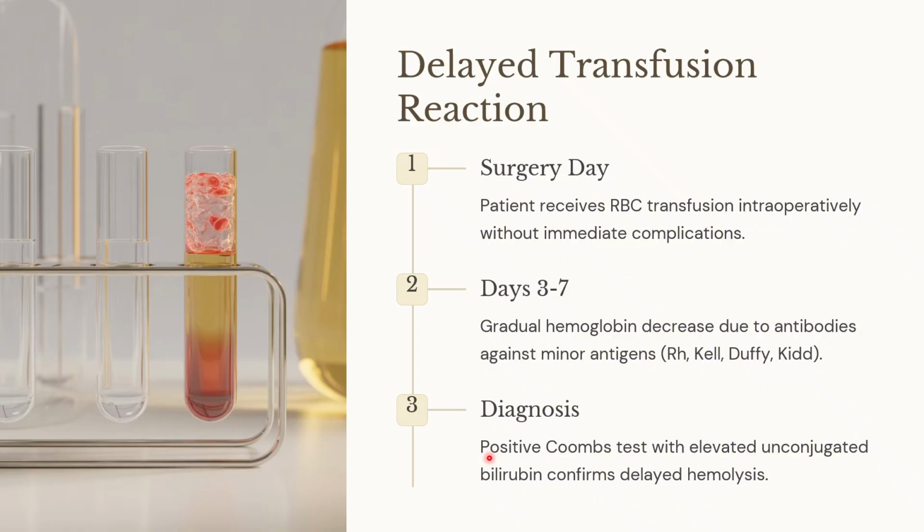So what antibodies? The antibodies against the minor antigens. The recipient might have Rh, Kell, Duffy, Kidd. So against all these, the antibodies can be present. Because of the reaction between the antibodies and the minor antigens, it results in a delayed transfusion reaction.